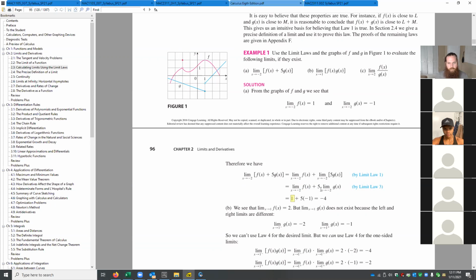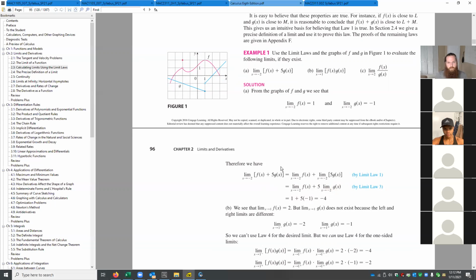And I play the same game for g of x. As x gets closer and closer to -2, I'm looking along the blue graph. The height, a little guy walking along this graph, his height is getting closer and closer to -1. So this highlighted piece here is going to -1. So the whole expression, this piece is 1 plus 5 times -1. So we get 1 plus 5 times -1. That's -4.